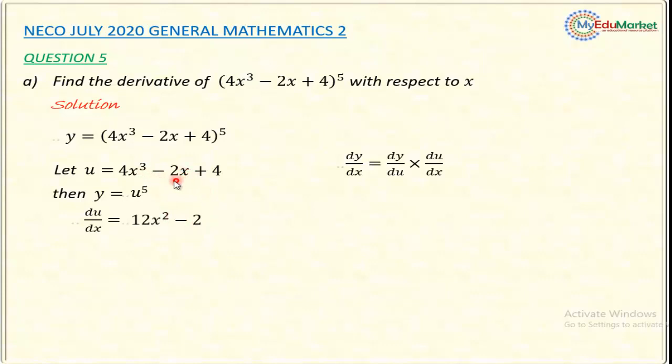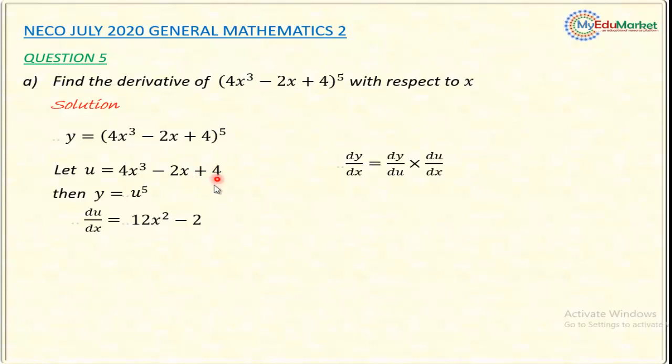This is the derivative of minus 2x. This x is having power 1. So 1 will multiply 2 to get 2, and that power 1 reduced by 1 changes to become power 0. And x power 0 is nothing but 1. So the du dx will be 12x squared minus 2. Derivative of 4: 4 is a constant value. Derivative of a constant is always 0.